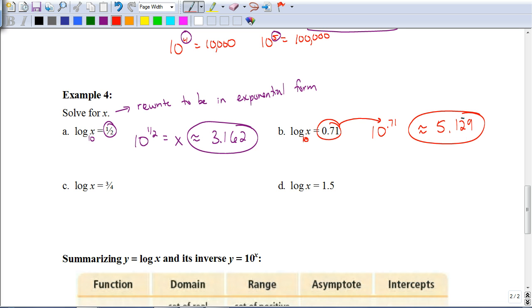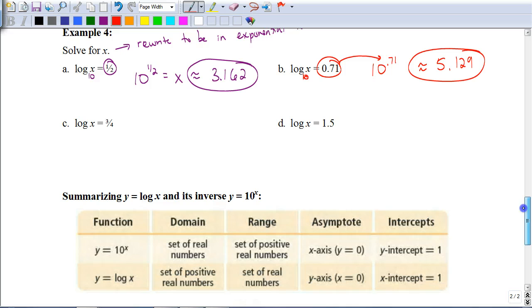Why don't you take a second to do this for parts C and D. So why don't you pause the video and hit play when you're ready to check your answer. Okay, so for this one, you should have taken 10 to the 3/4 power, because a common logarithm has a base of 10. Your exponent is 3/4. Do this on your calculator, you get approximately 5.623. For this, you take 10 to the 1.5 power, which would give you approximately 31.623.